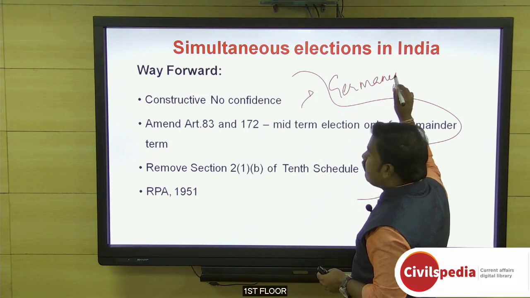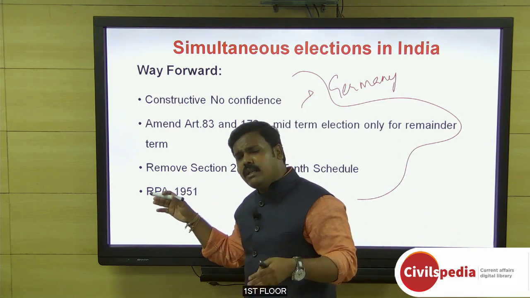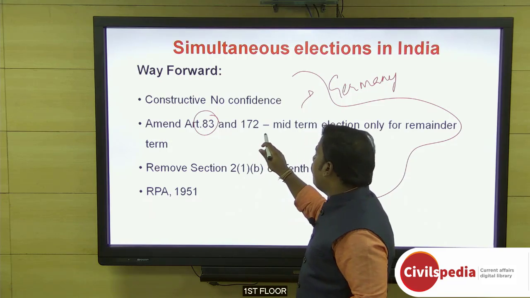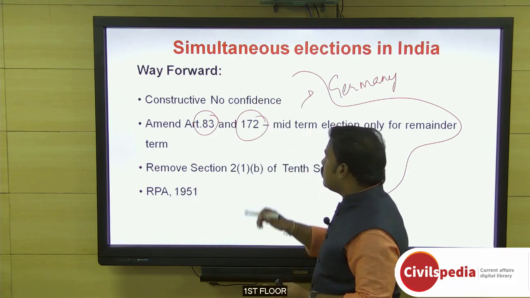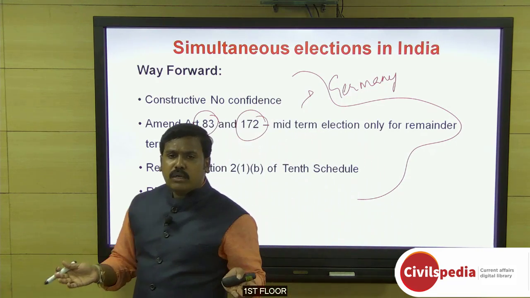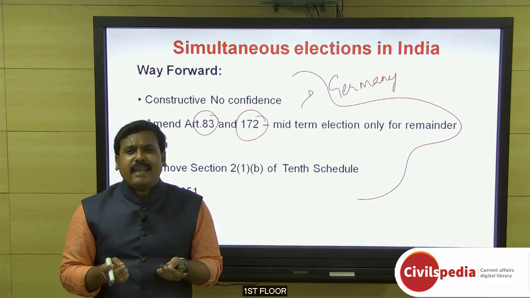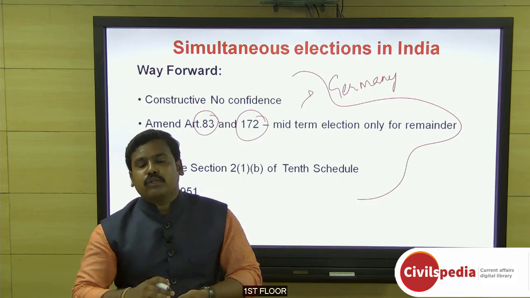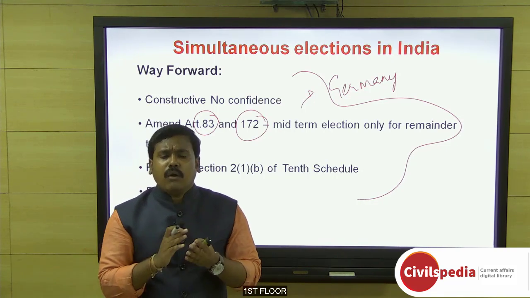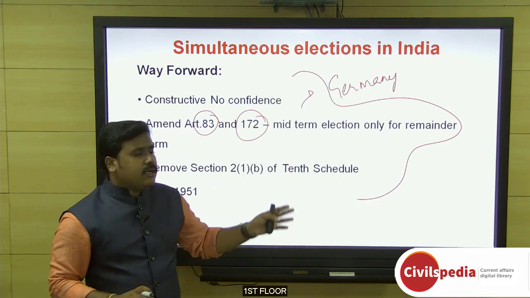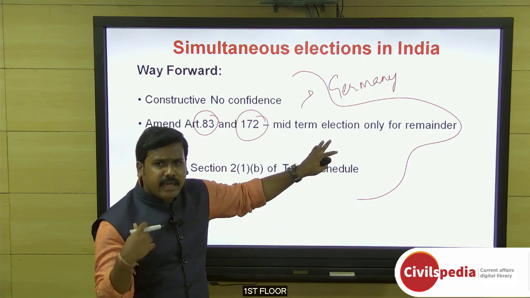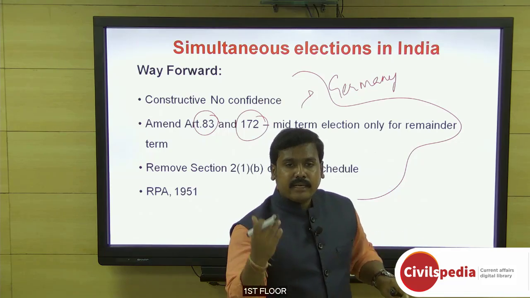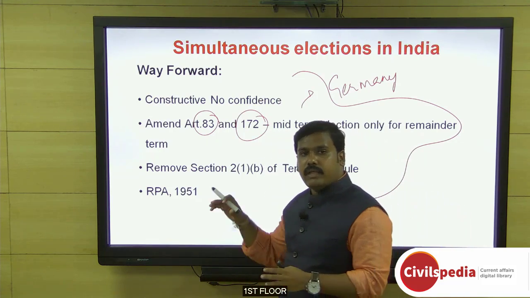These are the suggestions given by the Law Commission, the Election Commission and the Niti Aayog's note. Next is bringing an amendment to Articles 83 and 172 about the term. Once we bring simultaneous elections, if any state goes for a midterm election because of emergency or premature dissolution, whatever it is, they can have elections, but the new house will have a life only for the remainder of the term.